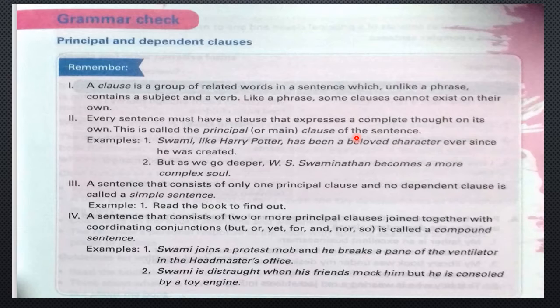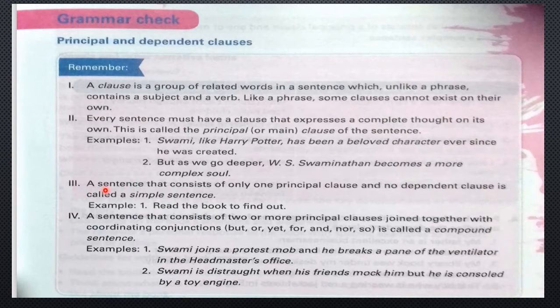Now examples. Swami, like Harry Potter, has been a beloved character ever since he was created. So just like Harry Potter, Swami has been a very beloved character since he was created. In this part we don't have any conjunction, that's why there is no dependent part, so it is a principal clause we have here. Number two, but as we go deeper, Swaminathan becomes a more complex soul. Here also this is a principal clause.